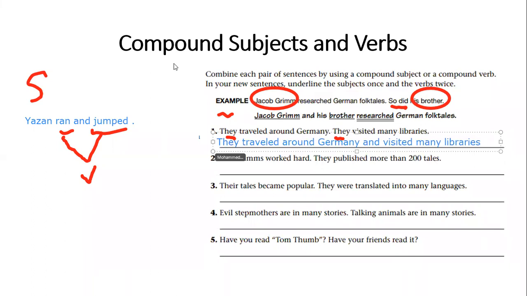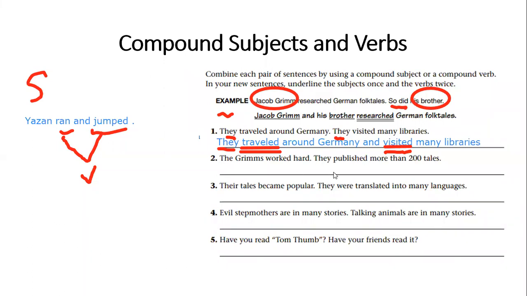Where is the subject? Let's underline it once. Yes, we're having they. This is the subject, and we're having what as a verb? Yes, we're having traveled. Let's do it like this. Yes, underline it twice. And we're having also visited, which is the other verb. So we're having compound what here? Yes, compound verbs in this sentence. Good. Let's go to the next sentence.